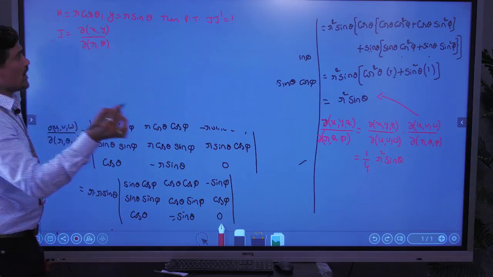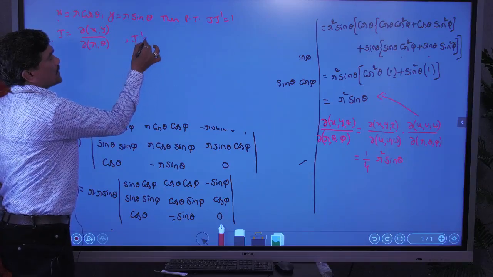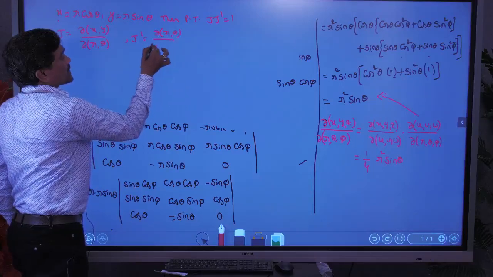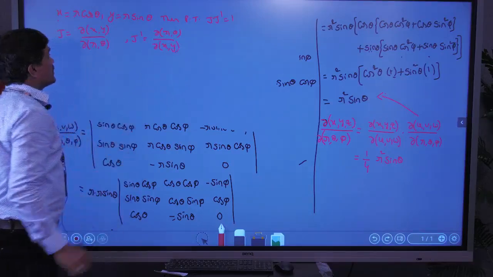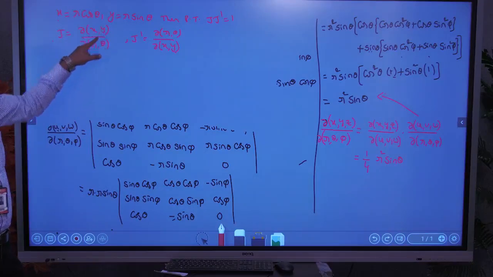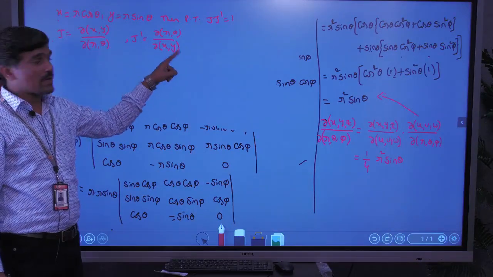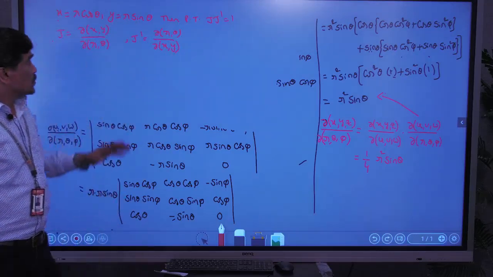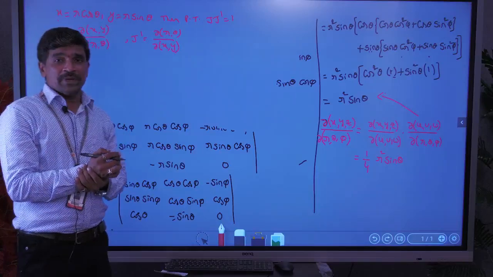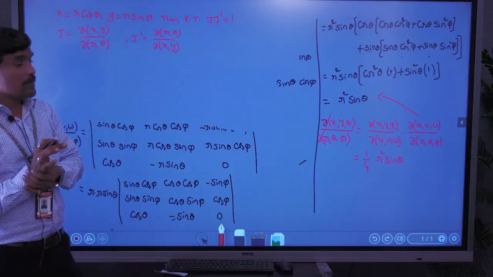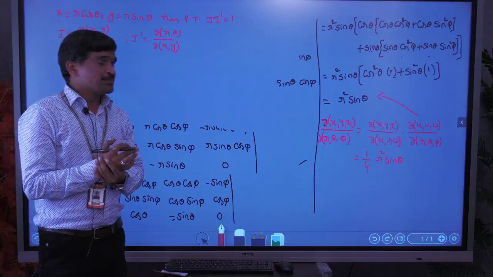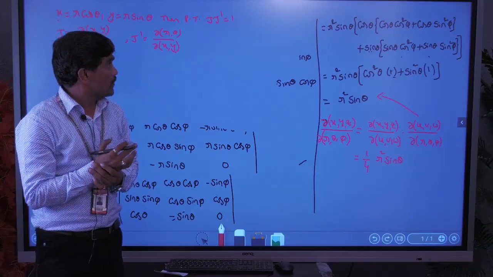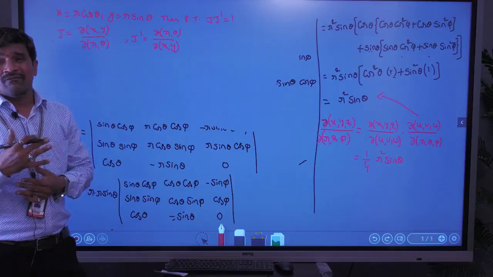And what is J dash? J dash is dou r theta by dou xy. So similarly find dou xy by dou r theta and dou r theta by dou xy, then the product gives J dash is equal to 1. So these are the problems on Jacobian. This is an important topic in engineering mathematics 1. In the next class we will discuss functional dependence.